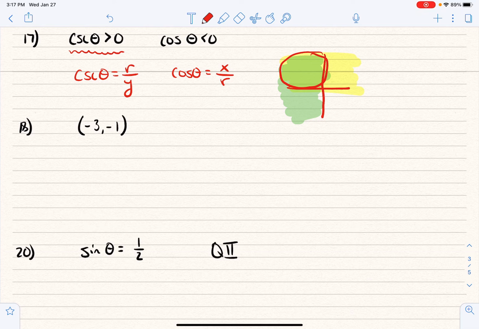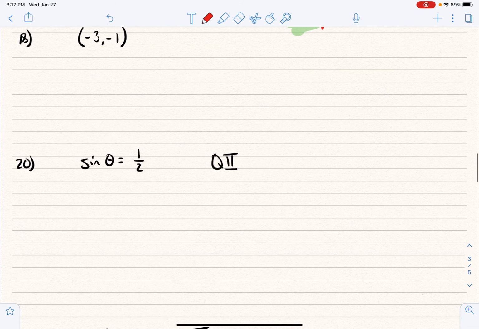And so then we would know the answer is quadrant 2. The only spot on the coordinate plane where cosecant theta is greater than 0 and cosine theta is less than 0 is quadrant 2. All right, now we're really on the home stretch.